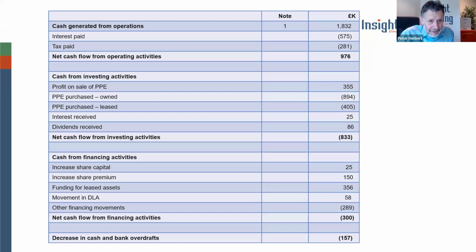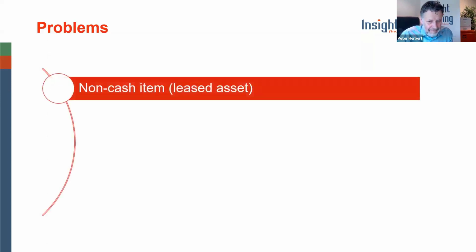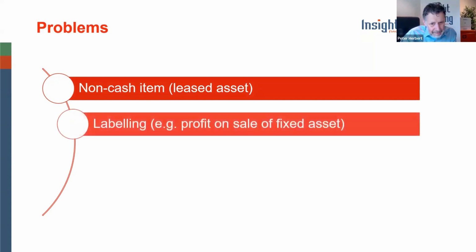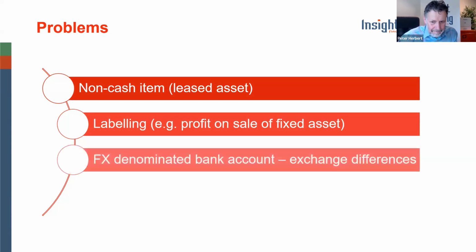So to summarize from that scenario, I would say think very carefully about the treatment of the non-cash items. Non-cash items should be excluded from the main body of the cash flow and instead incorporated within the net debt notes. Think about the labeling. Does the labeling make sense to a reader as well as to a preparer of the cash flow statements?